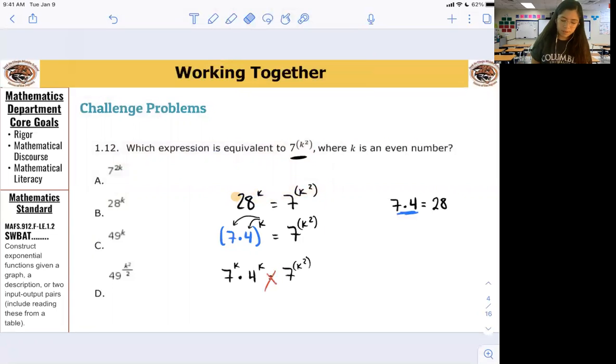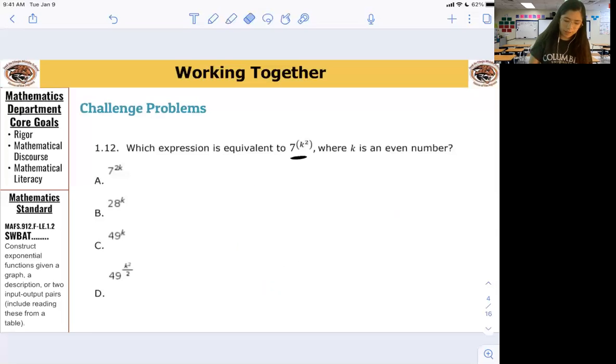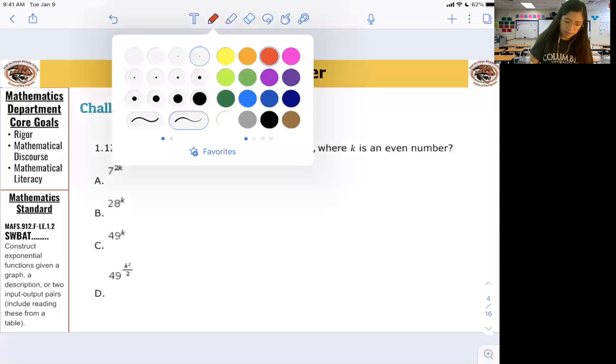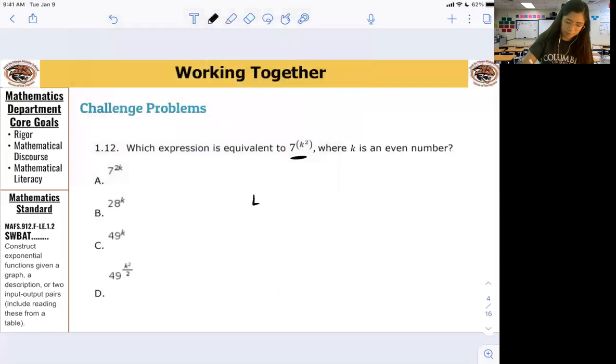Oops. Okay, it's not A, it's not B. Okay, we keep going. Let's check C. Is there a relationship between 49 and 7? Yes, they're in the same multiplication family.